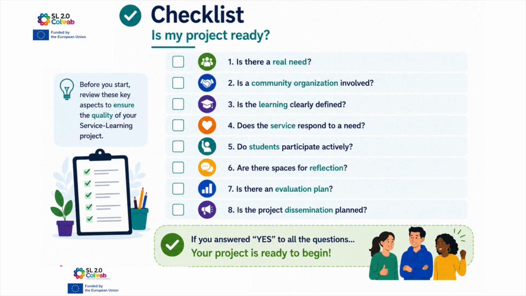Another essential element is active student participation. Students should not simply carry out assigned tasks. They should be involved in decision making, collaborate with community partners, and take an active role in shaping their own learning. It is also important to ensure that the project includes opportunities for reflection, as reflection is what enables students to connect their experience with academic learning and develop a deeper understanding of the issues they encounter.